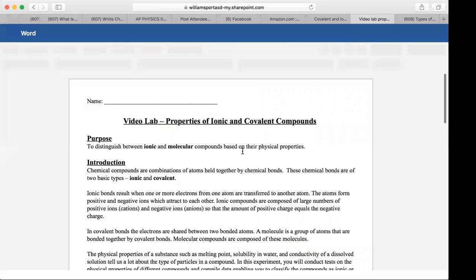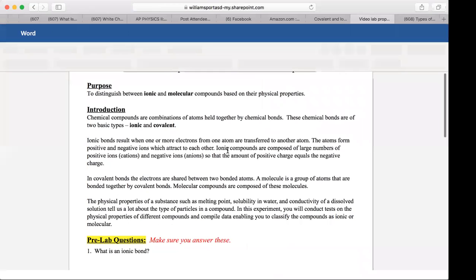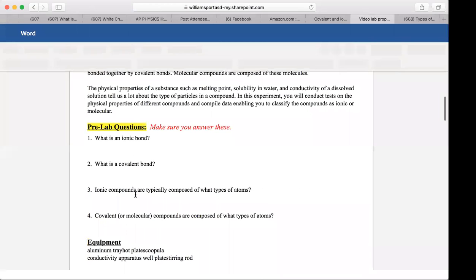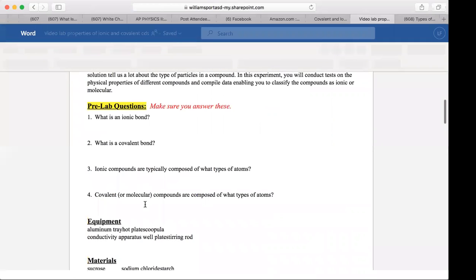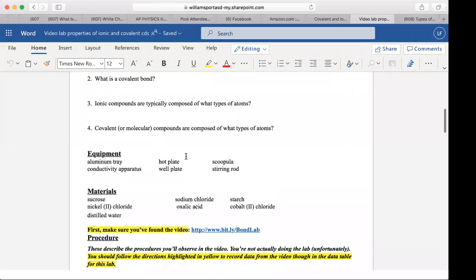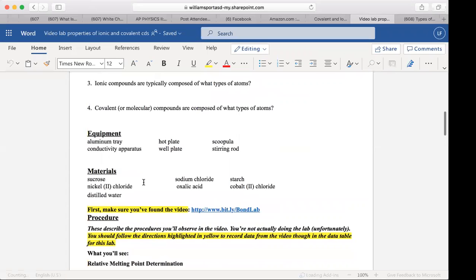Anyway, in the lab, there's an introduction, and then there's some pre-lab questions. What's an ionic bond? What's a covalent bond? Ionic compounds are typically composed of which kind of atoms, and covalent compounds are composed of which kind of atoms. The equipment that's used in the experiment is described, and then the materials are listed here.